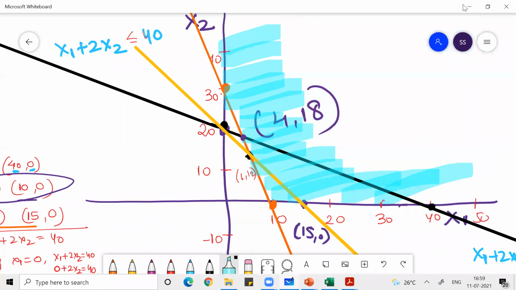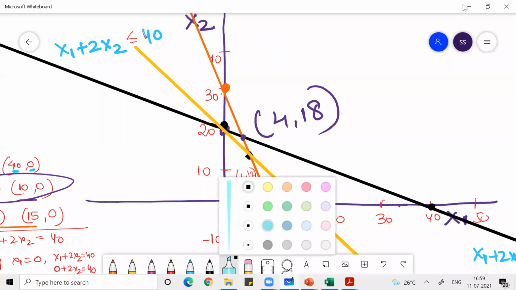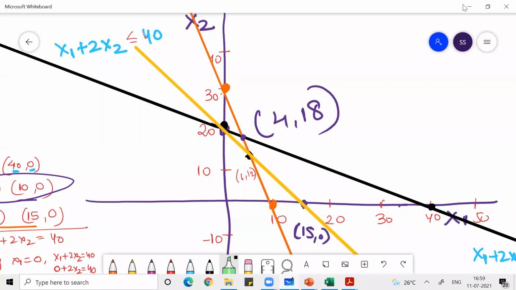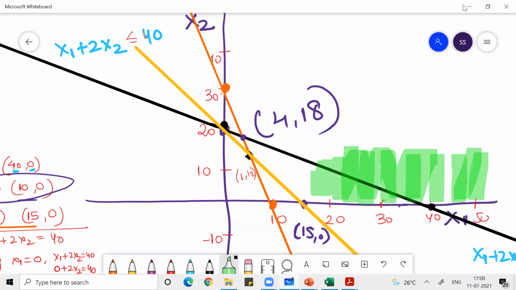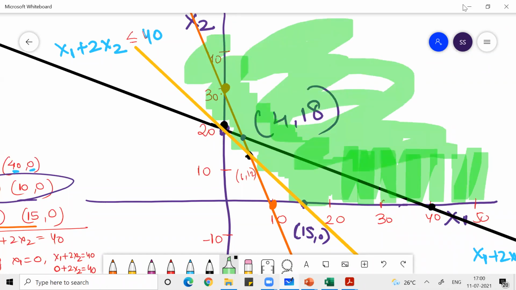Okay, guys, are you understanding? Yes, sir. Now, the third line, what is the area corresponding to the third line, guys? Third line is also greater than or equal to. Yellow color is the third line. Greater than or equal to. Can you understand this? This is the area corresponding to the third line.